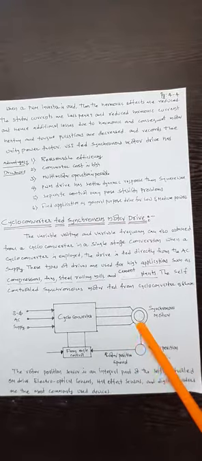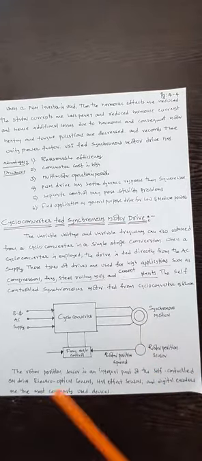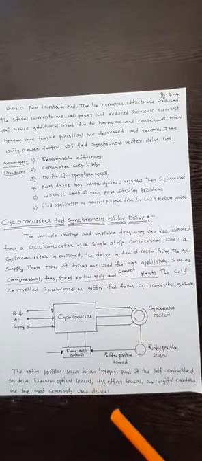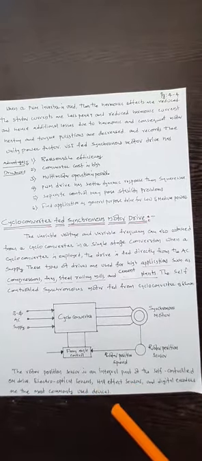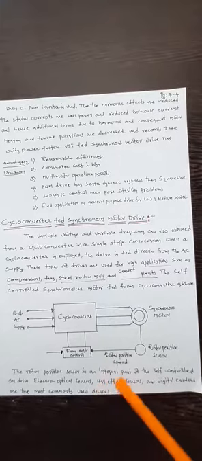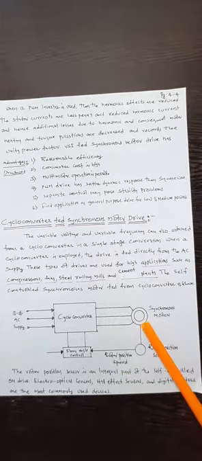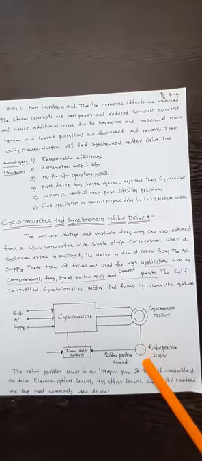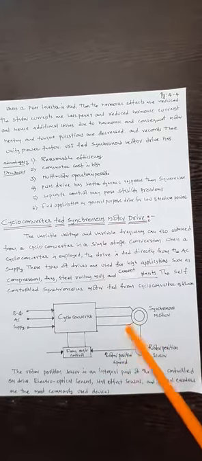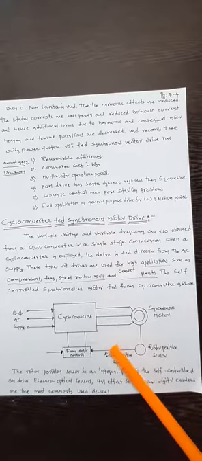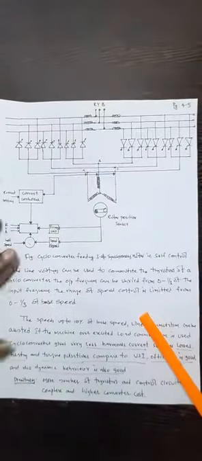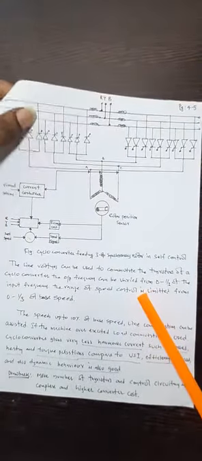What are the rotor position sensors? Electro-optical sensors, Hall effect sensors, and digital encoders are the most commonly used devices. With the help of these devices, we sense the speed of the synchronous motor, and that speed is processed by the control circuitry. This is the generalized block diagram representation. I will now provide the detailed circuit of the cycloconverter.